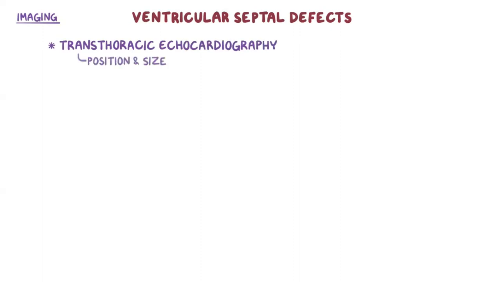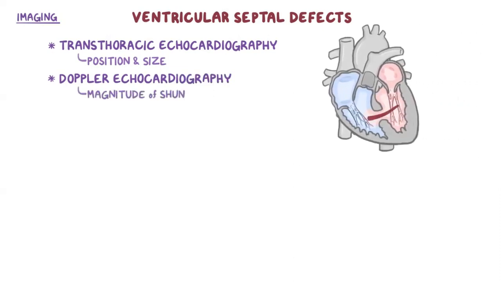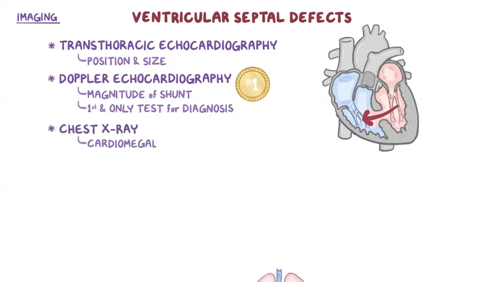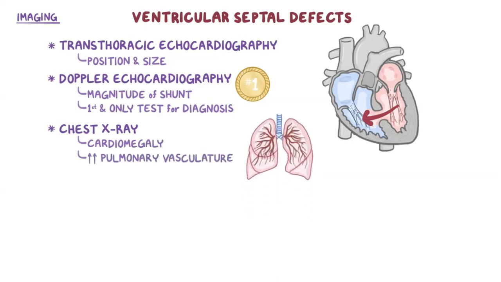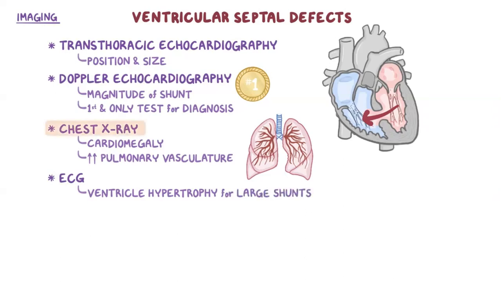In terms of imaging, transthoracic echocardiography is best at estimating the position and size of the VSD, and Doppler echocardiography can assess the magnitude of the shunt. It is usually the first and only test needed to diagnose a ventricular septal defect. Next, a chest X-ray might show signs of cardiomegaly and an increased pulmonary vasculature, and ECG might show left ventricular hypertrophy in those with large shunts. Both X-ray and ECG are not diagnostic of a VSD, but can be part of the initial workup when other cardiac issues are suspected.